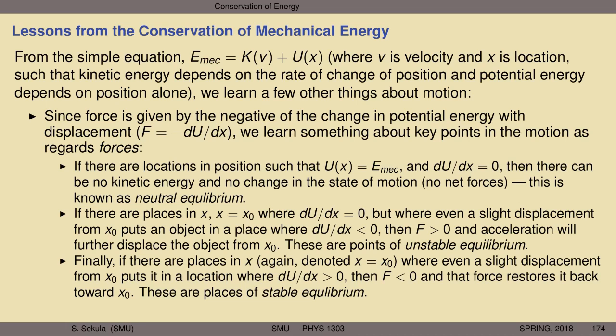Stable equilibrium points are places that if I slightly nudge a system away from that point, a force will try to restore it back. Unstable equilibrium points are places where if I nudge the system away from it, a kind of runaway acceleration will occur. The object will not tend to go back to that equilibrium point. And then finally, we have these neutral equilibrium points, and these are places where a slight nudge of the object away from its current location keeps it in a place where it's still true that there is no change in potential energy, and so there will be no net forces. It will simply sit at this new location in space.